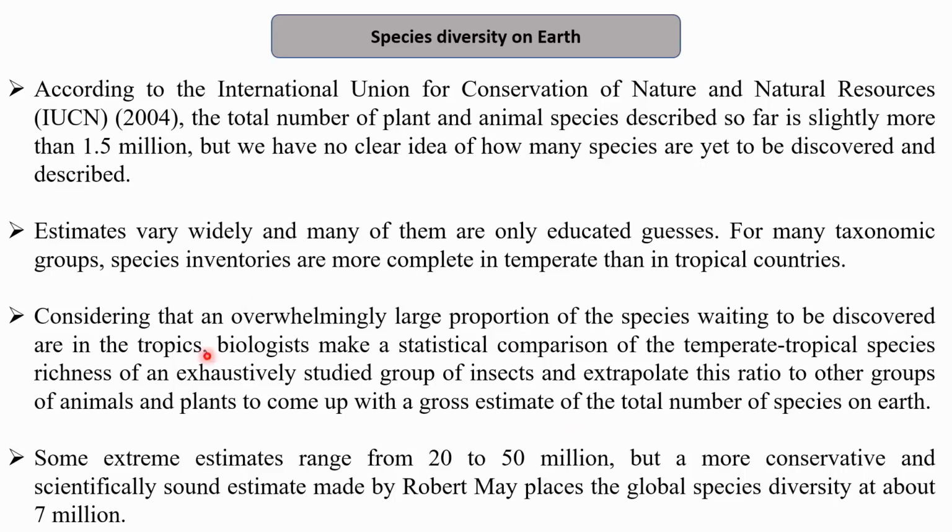But a more conservative and scientifically sound estimate was produced by Robert May, who places the global species diversity at about 7 million. So it is considered that there are around 7 million species, and we have just discovered around 1.5 to 2 million species. There are a lot more species that still need to be discovered and described.